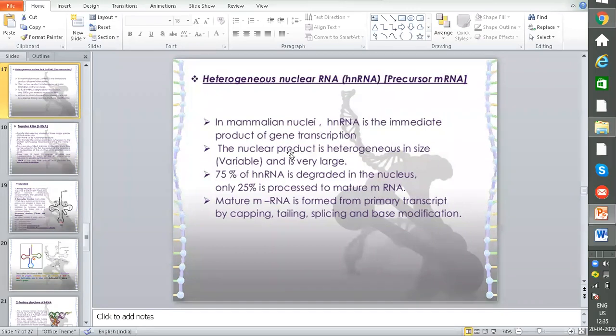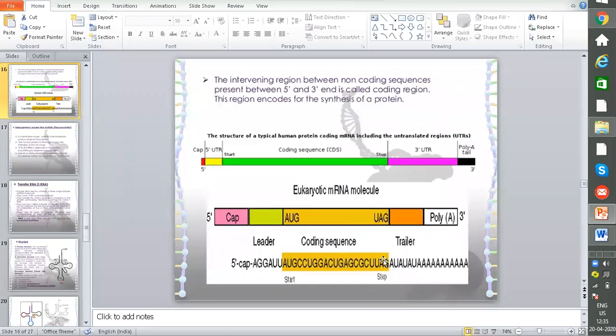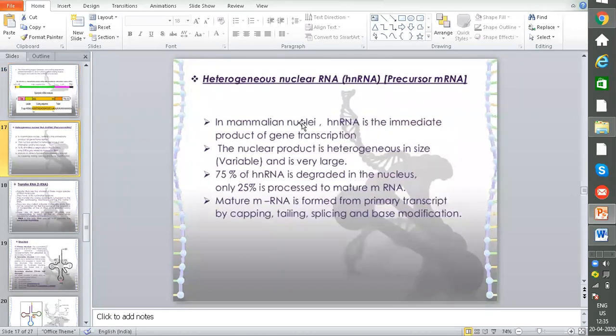One more important difference between mRNA and hnRNA: hnRNA doesn't have capping, tailing, or splicing. These processes will not be present in hnRNA, but in mature RNA they are present. As we have seen already, it has capping and tailing, and splicing is also present. We can see it in the next slides. So this is about hnRNA, a precursor or premature mRNA.